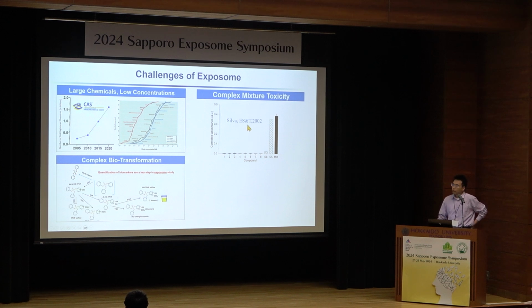This is a story published very early, in 2002, about something from nothing. That means you have 8 estrogenic compounds. If you use them in each individual assay, actually you don't get any results from them. But if you combine them all together, you get a very good mixture effect. And this mixture effect can be explained by the concentration addition method.